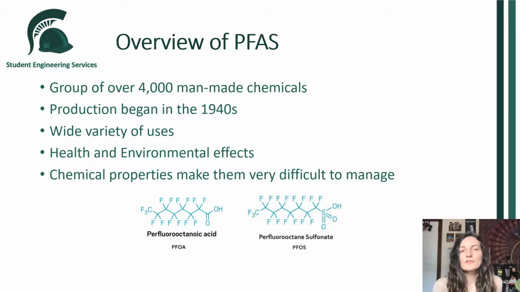So for a quick overview of PFAS, they are a group of over 4,000 man-made chemicals, and their production and use began in the 1940s. They have a wide variety of uses in consumer goods, including apparel, leather, plastics, cookware sealants. It's found in a lot of food packaging and in aqueous film-forming foams that are used commonly for firefighting practices.